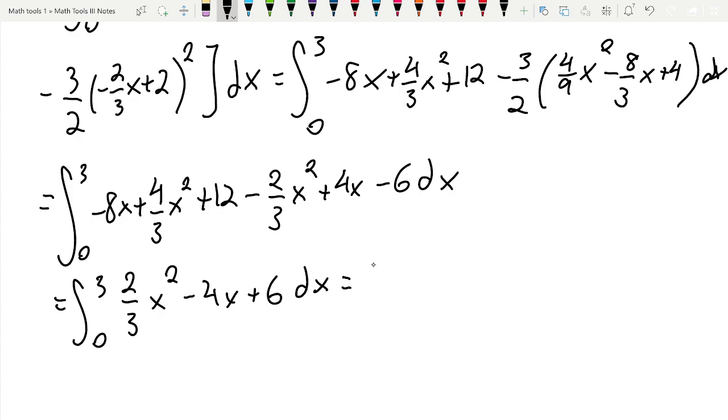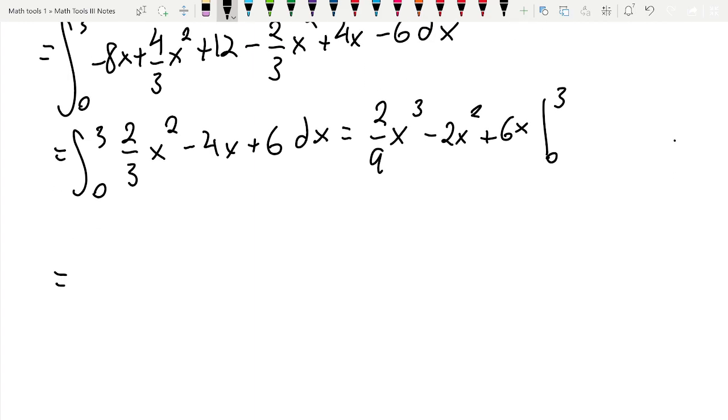Okay, so go ahead and do the integration then. 2/3. Literally this will be 2/9 x to the third minus 2x squared plus 6x from 0 to 3. Okay, so 3 plugged in here would be 27, divided by 9 would be 3, so that's going to be 6 minus 18 plus 18, so those cancel, and then just minus 0, so we just get 6 here. And yep, that is the answer they get in the book as well.